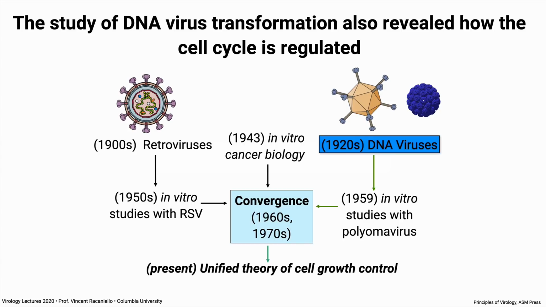We'll come back to it, but now I want to tell you how the study of DNA viruses transforming cells revealed more about the regulation of the cell cycle. This starts in the 1920s with DNA viruses and converges with the retrovirus studies to give us a current unified theory of cell growth control. This is a different story.